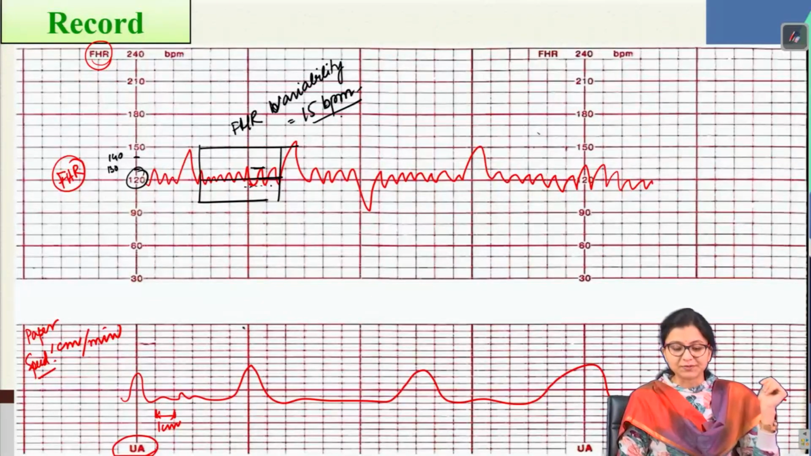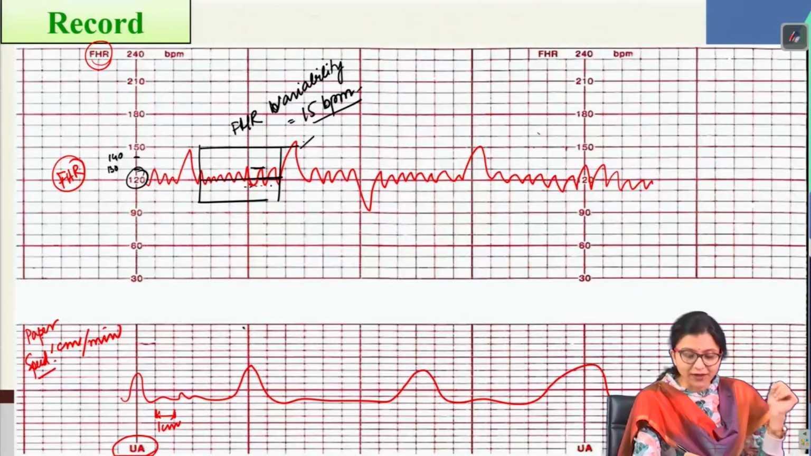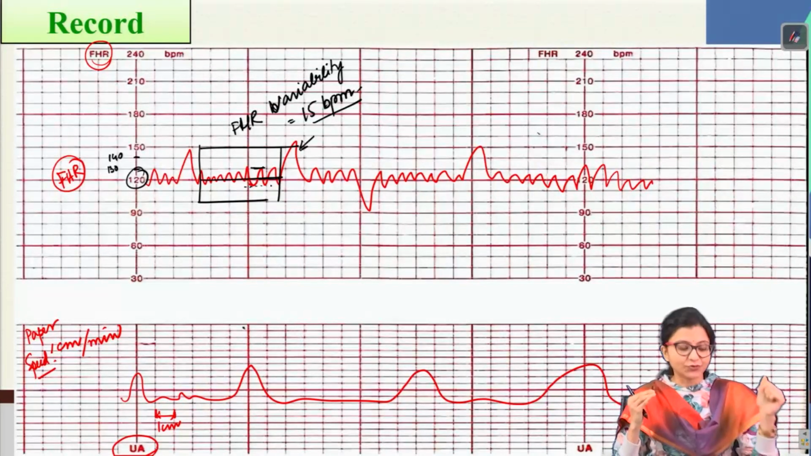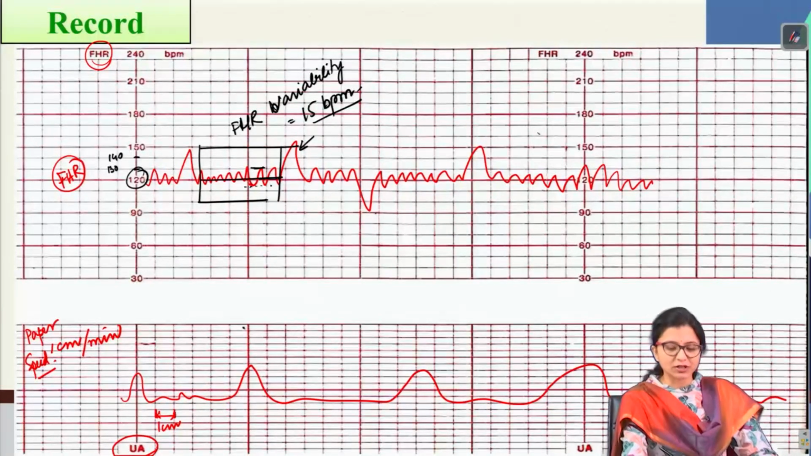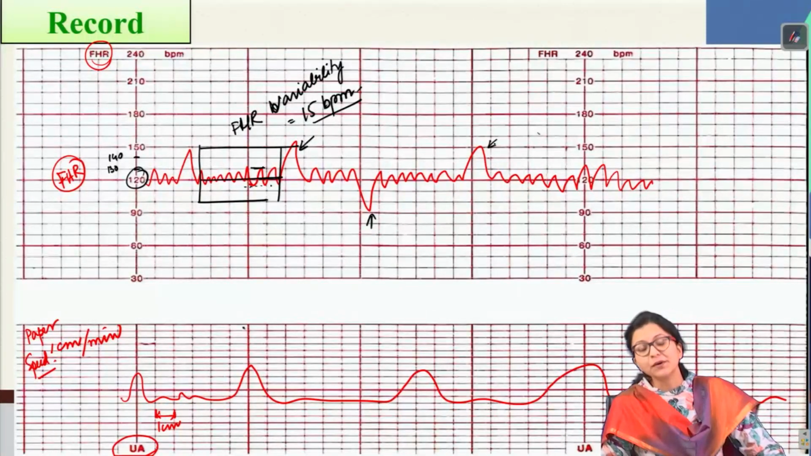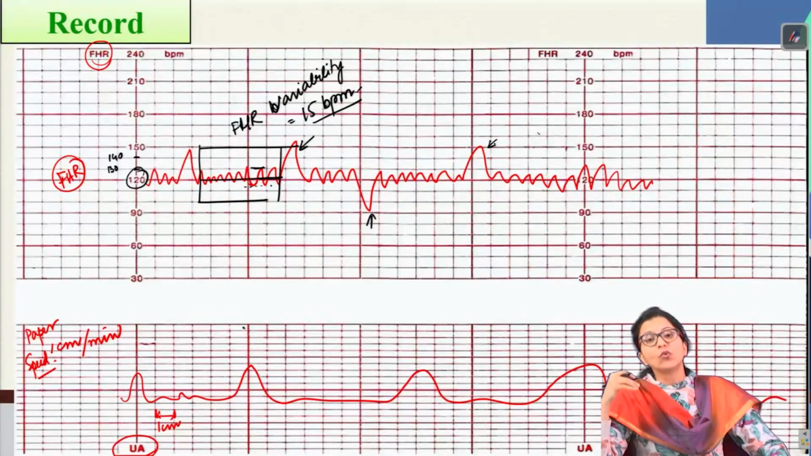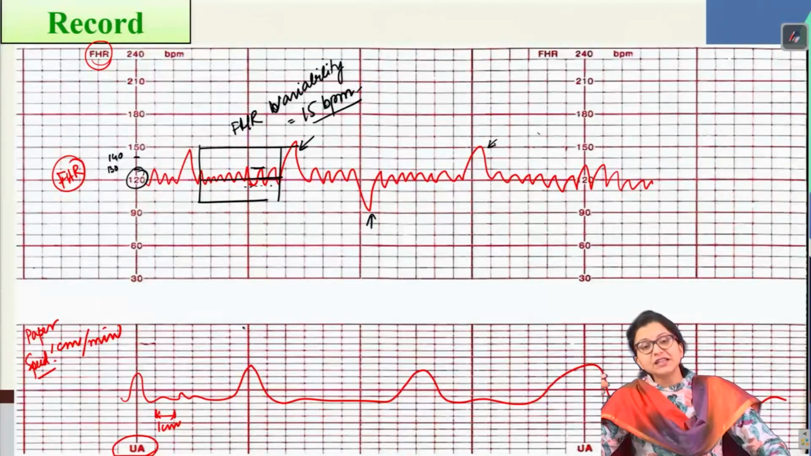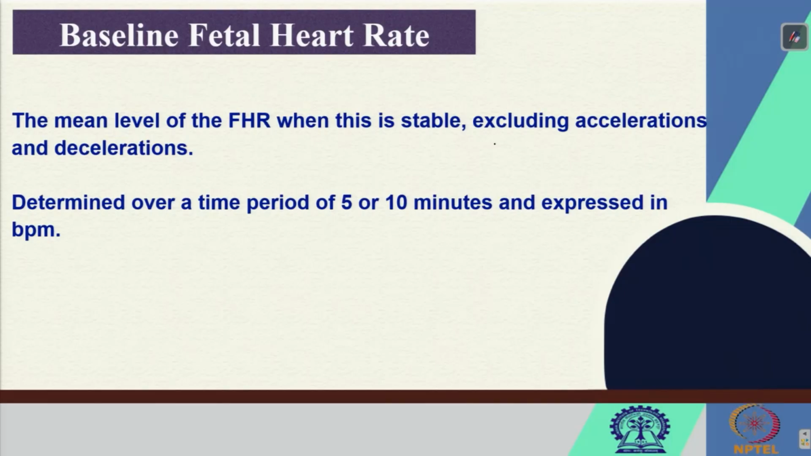This is FHR variability. And number 3 is presence of acceleration. We will discuss what is acceleration, what is deceleration, but acceleration may or may not be present in intrapartum monitoring. I have already spoken about antepartum monitoring, where acceleration was a surest sign of fetal well-being. But here in the intrapartum period, during the process of labor, acceleration may or may not be present, right. But presence of deceleration and what type of deceleration is important to note from this tracing.